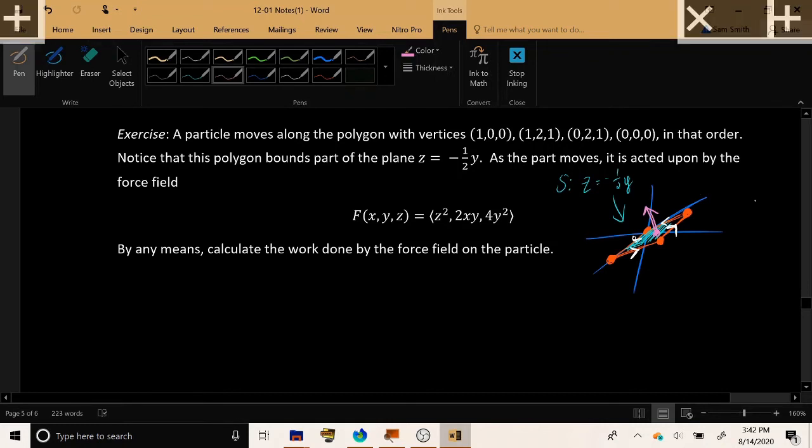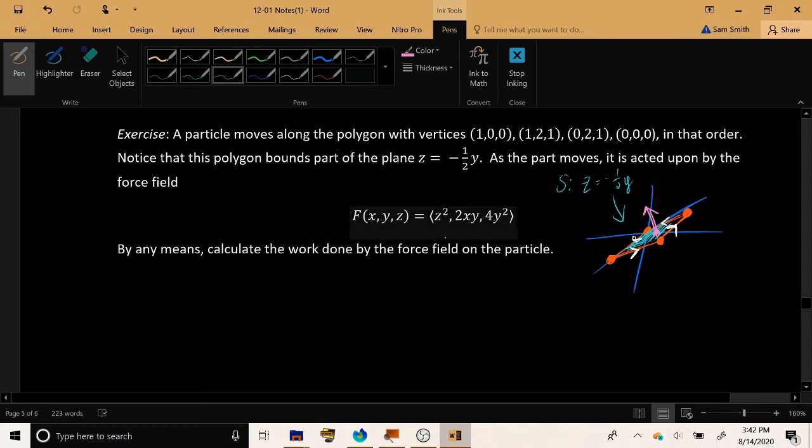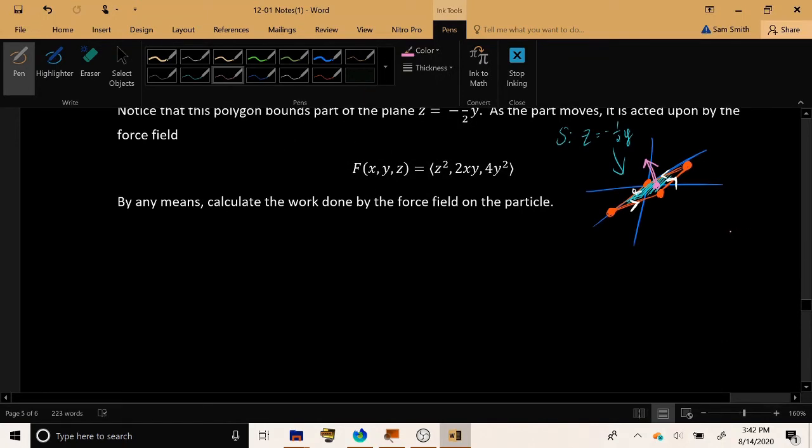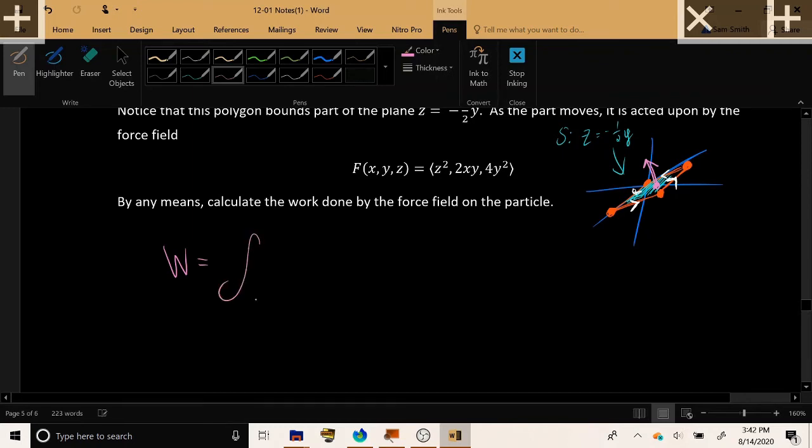Now, as this particle moves, it is acted upon by the force field whose equation is given here. F of x, y, z equals z squared, 2xy, 4y squared. And by any means, calculate the work done by the force field on the particle. Okay. Now, our definition for work done by a force field on a particle moving around a curve C was the line integral over C of the force field.